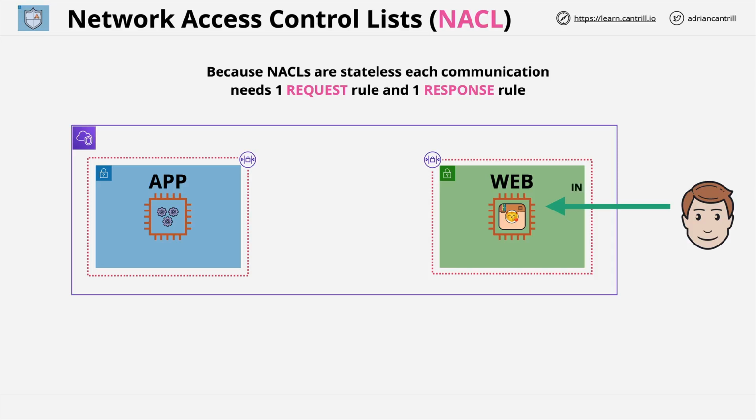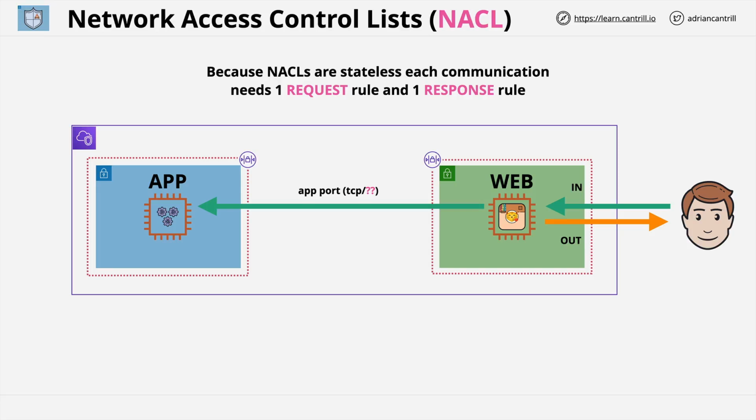There's also going to be response traffic, so this is going to use the ephemeral port range, and this is going to need an outbound rule on that same web network ACL. So this should make sense so far. But also the web server might need to communicate with the app server using some application TCP port. Now this is actually crossing two subnet boundaries, the web subnet boundary and the application subnet boundary.